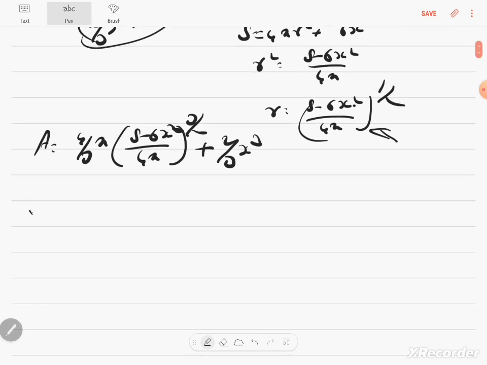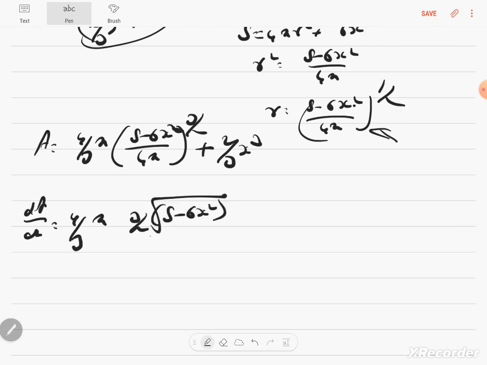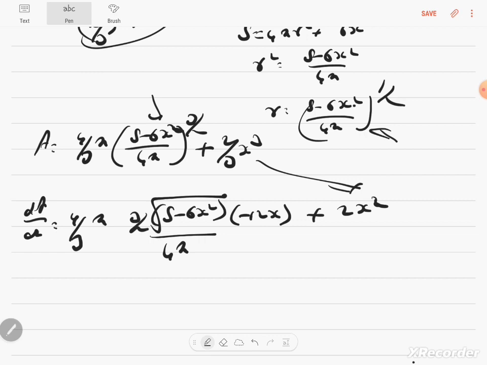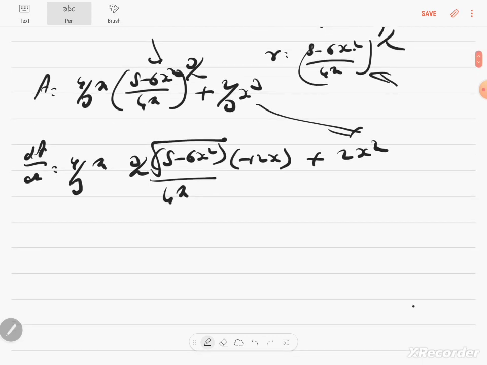You have to differentiate this with respect to x. When you differentiate, 4 by 3 π comes out, and this is 3 by 2 into (S minus 6x²) to the power 1 by 2, with 1 by 4π there, and by the chain rule minus 12x, plus, when you differentiate this it will become 2x². The 3s get cancelled, 2x². So now you can equate this with this.